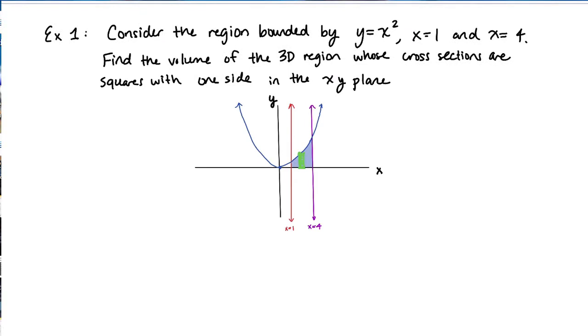Okay, so let me try and use my art skills to draw this for you. So if we look at our region here, okay, here's the base, because it says that one side of the base is on the xy plane, and then the height here, a green rectangle. It's going to be a square, the same height as the rectangle.